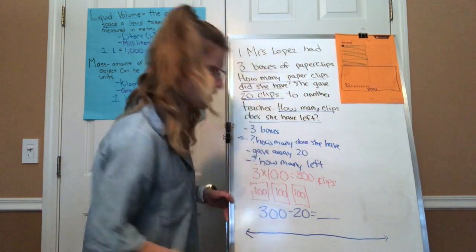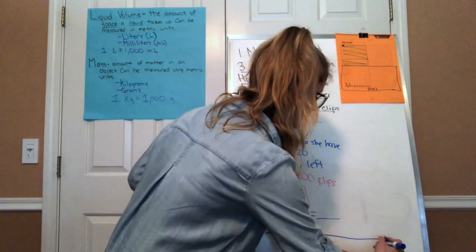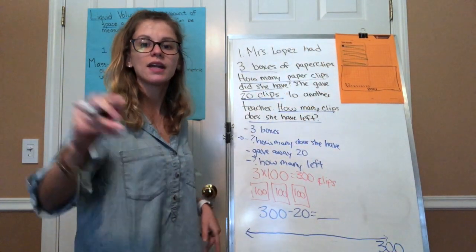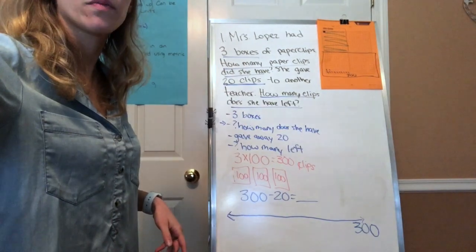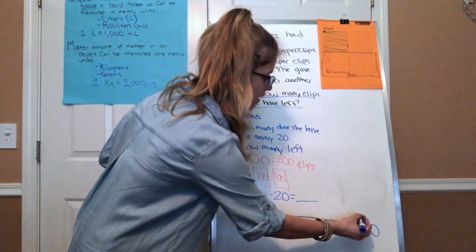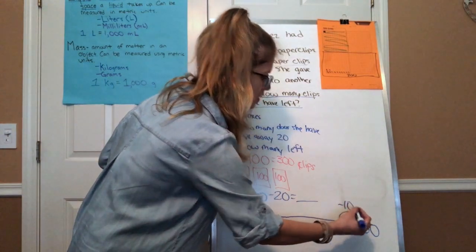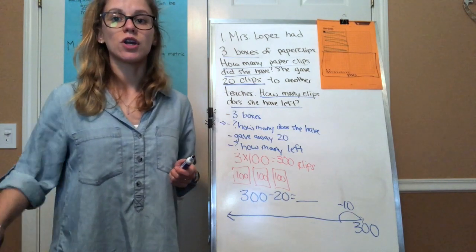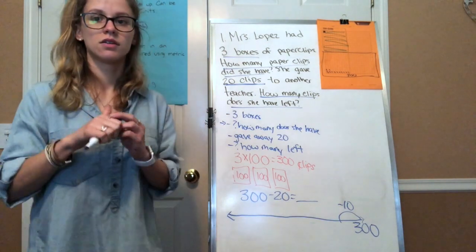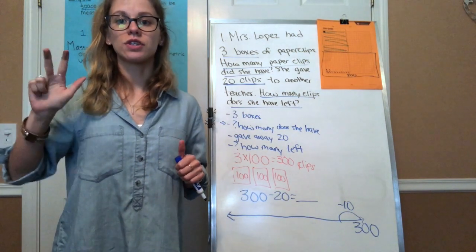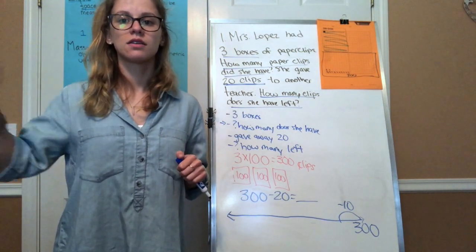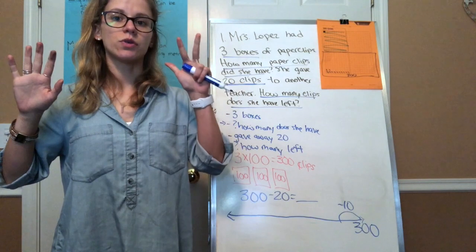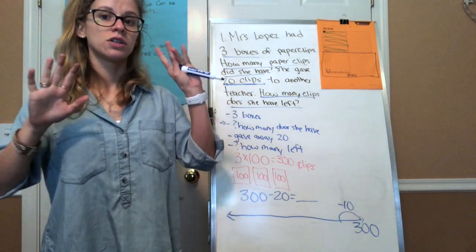Since it's subtraction, I know that I'm going to start on this side of my number line. I'm going to start with 300, and then I need to take away 20. I'm first going to take away 10. So now I'm going to count down. I'm not counting up, but since I'm taking away 10, 300, and then I would know it's 299, 298, 297, 296, 295, 294, 293, 292, 291, 290.